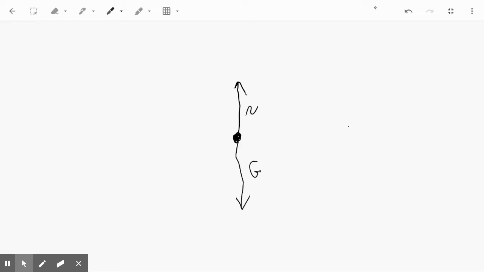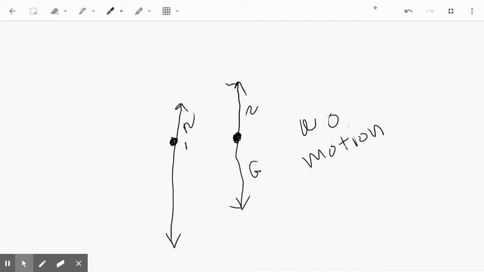If we see these two arrows, they should be the same length. They are balanced, therefore there is no motion. Or I should say no change in motion, all right? Because these forces are balanced. Once one of these forces is greater than the other, then motion will change. If you have gravity going down like this, you have a very large gravitational force, you have a small normal force, then we have change in motion going in that direction. Therefore, the net force is in that direction.